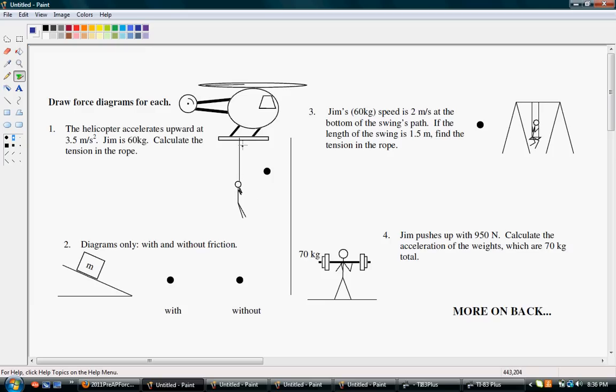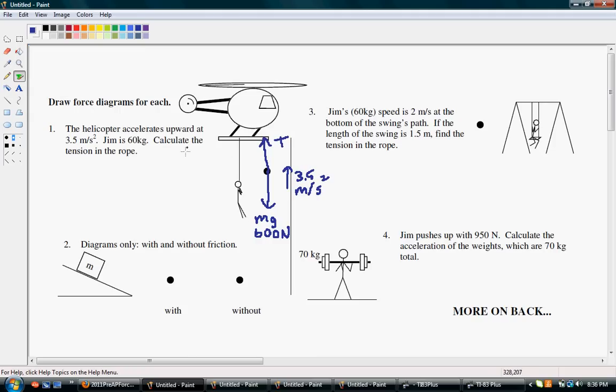Well, we have Jim hanging from a rope, and the helicopter is going to have an upward acceleration. So we're going to start by making our force body diagram. We have force of weight, which is always straight down, and force of weight is equal to mass times gravity. In Jim's case, his mass is 60, and we will count gravity as 10, so we'll just call this 600 newtons. But he also has a tension force up. Since he's accelerating upward 3.5 meters per second squared, we know that the tension force is going to be greater than the force of weight.